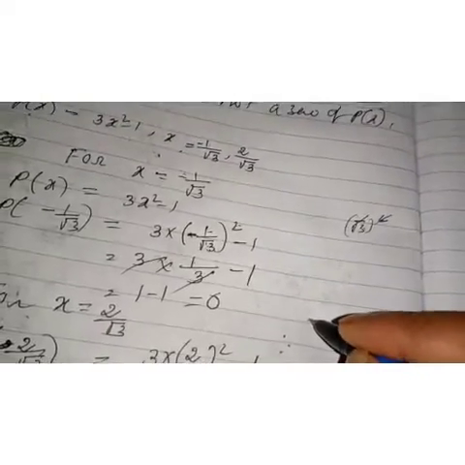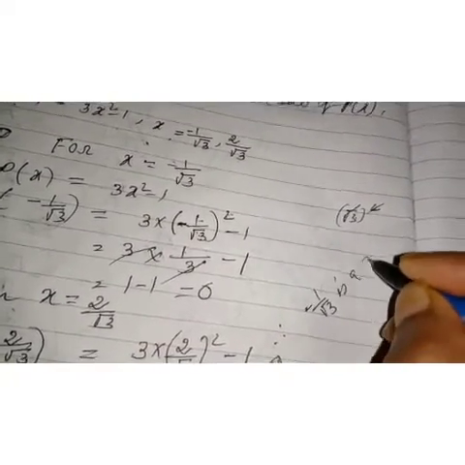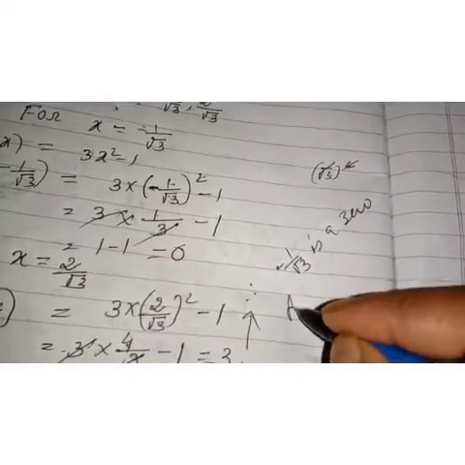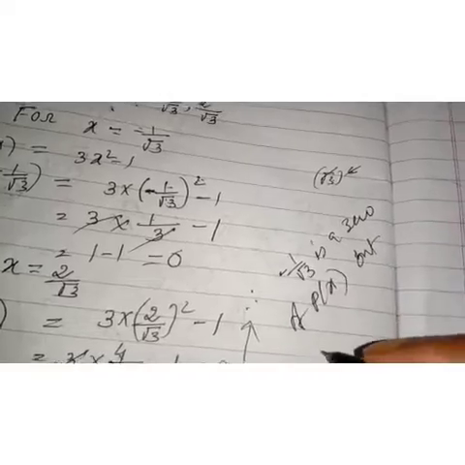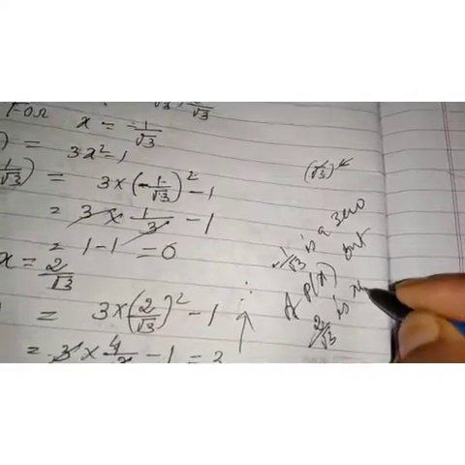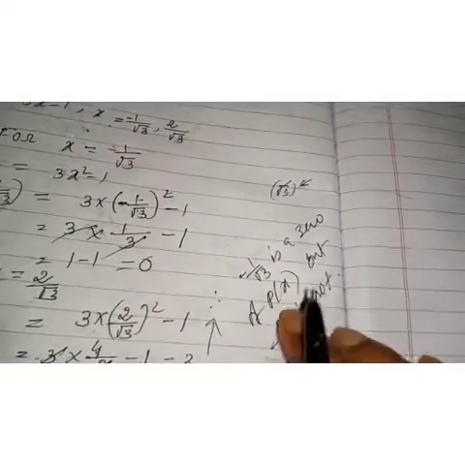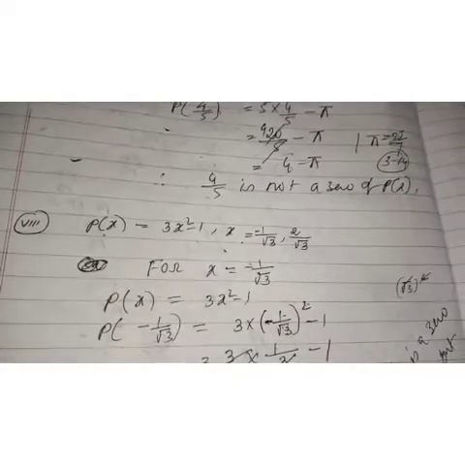Therefore, minus 1 by root 3 is a 0 of p(x), but 2 by root 3 is not. Understood? Minus 1 by root 3 is a 0 of p(x), but 2 by root 3 is not. Clear? Okay. So like this you can verify.